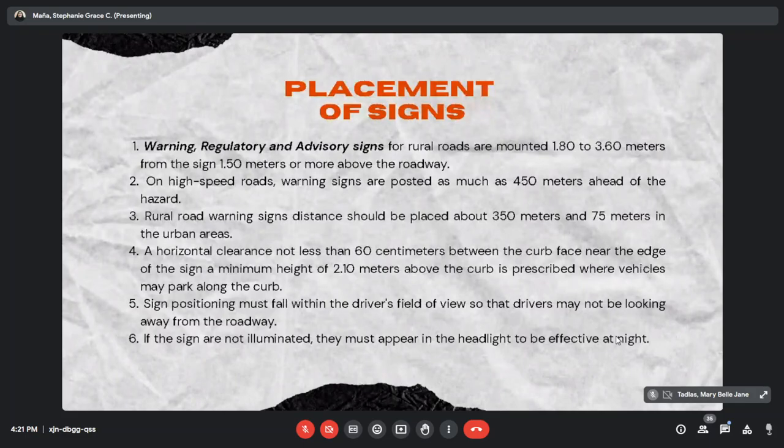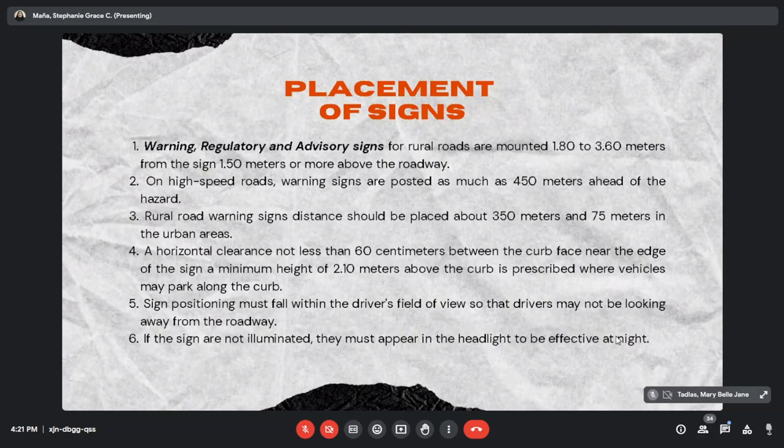sign. A minimum height of 2.10 meters above the curb is prescribed where vehicles may park along the curb. So, next is sign positioning must fall within the driver's field of view so that the drivers may not be looking away from the roadway. So, the placement should be suitable, dapat makita ang signs without the driver looking away sa roadway. So, it should be positioned that way para less accidents.